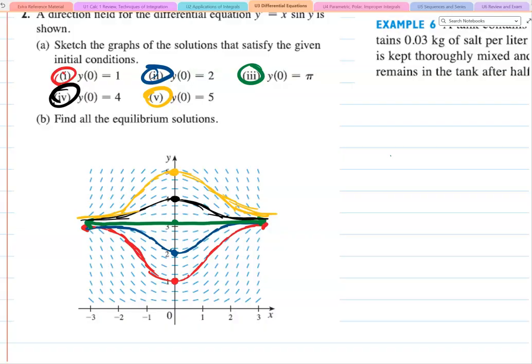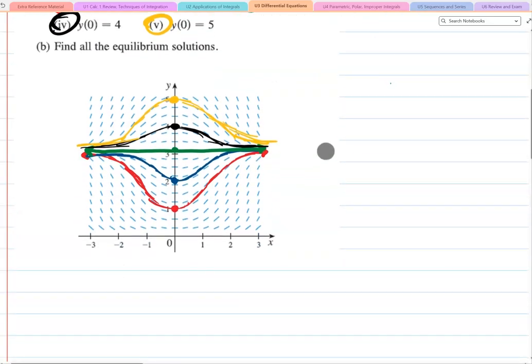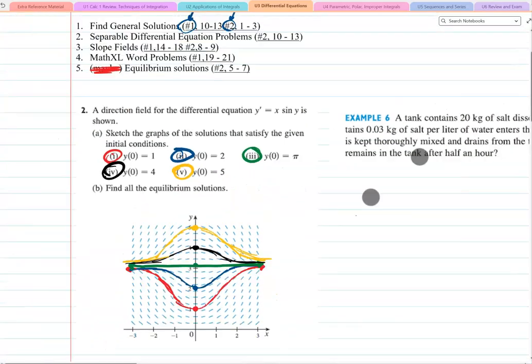So four different solutions that are all represented by the exact same differential. So that's kind of nice. And we'll go ahead and skip B for right now. I'll revisit that if I feel like it's important.